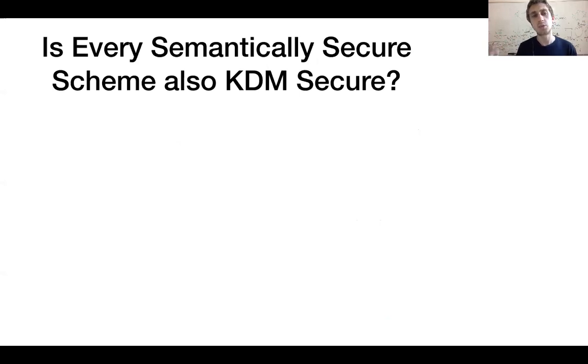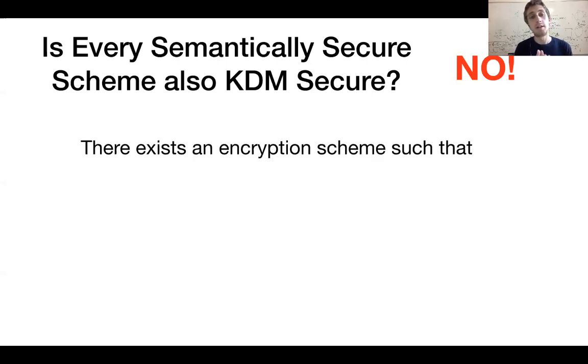So the question that gets raised is: is every semantically secure scheme also KDM secure? In other words, is there a reason that we're going through all of these technicalities to define circular security and KDM security, or is it just a natural definition that's satisfied by any semantically secure scheme? Turns out the answer to this question is no. In particular, it's easy to show that there exists an encryption scheme such that, first, semantic security holds, so encryptions of 0 and encryptions of 1 are indistinguishable by polynomial time attackers, but encryptions of the secret key can be easily distinguished from encryptions of the all zero string of the same length.